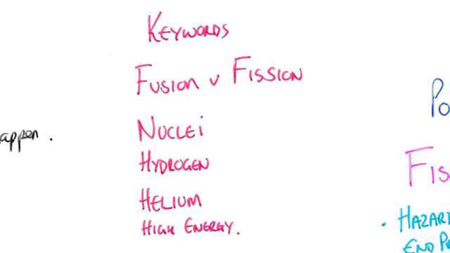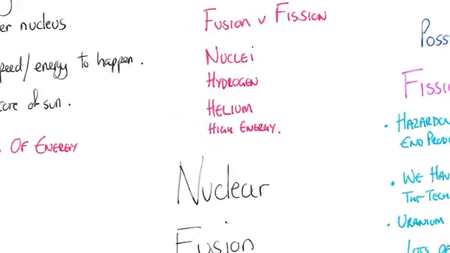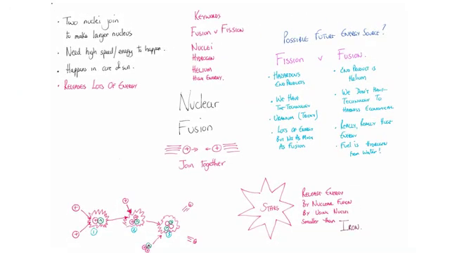Keywords here: you need to know the difference between fusion and fission. Make sure you know the differences. That's a common exam question. Nuclei is the plural of nucleus. You need to know that in fusion, hydrogen is turned to helium. And you need to know that you need lots of energy in order for it to happen. And that there is a video on fusion.